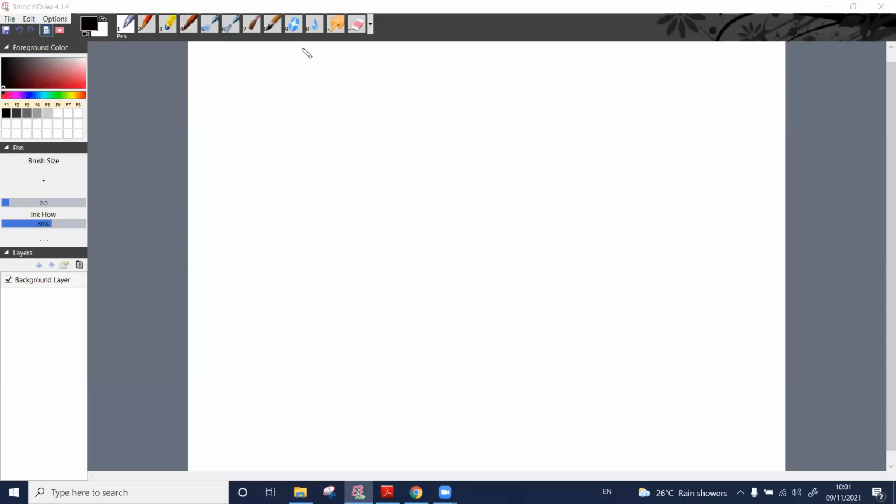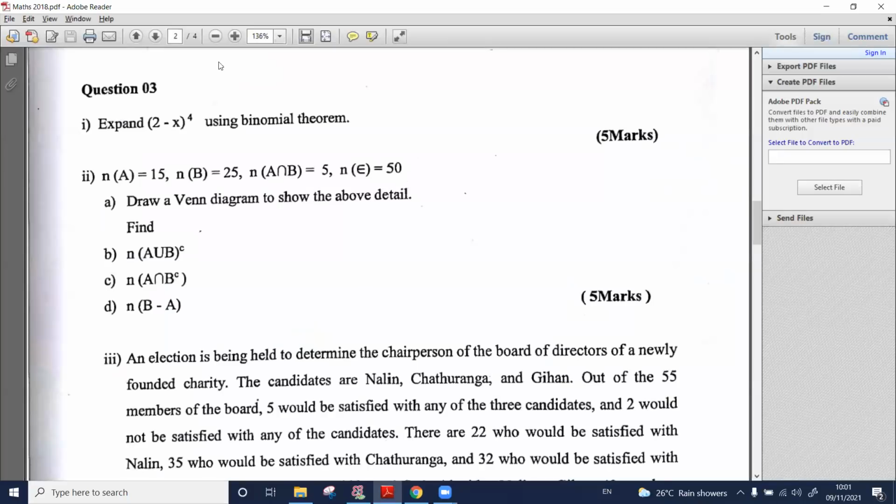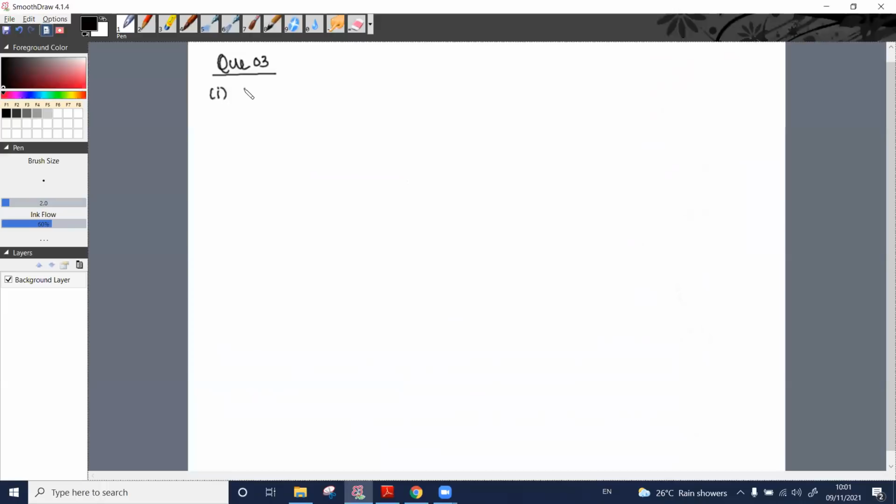Right, question number 3. Part 1. Expand 2 minus x the whole to the power 4 using binomial theorem. So we need to expand this given expression using the binomial theorem.